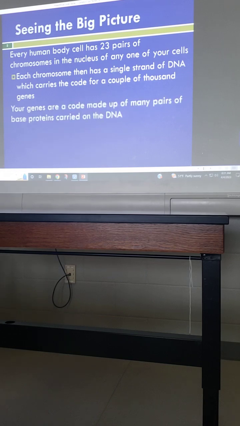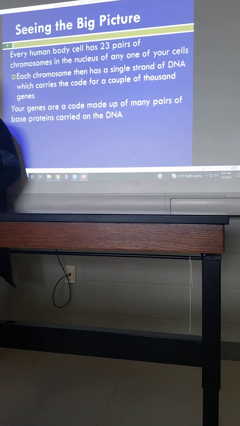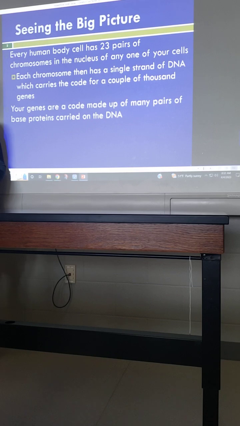Our genes are basically a code made up of pairs of what we call base proteins, and it's the sequence of these proteins that is the code. If you think of coding with a computer, it's a very similar type process. There's a code, and we can read that code, and it is the instructions for every cell, for every function in our body. It's what is making up who we are, okay?